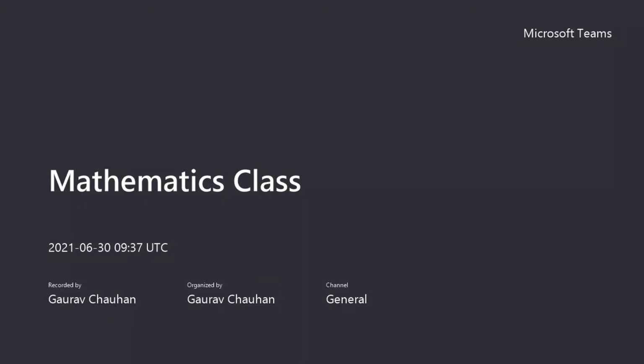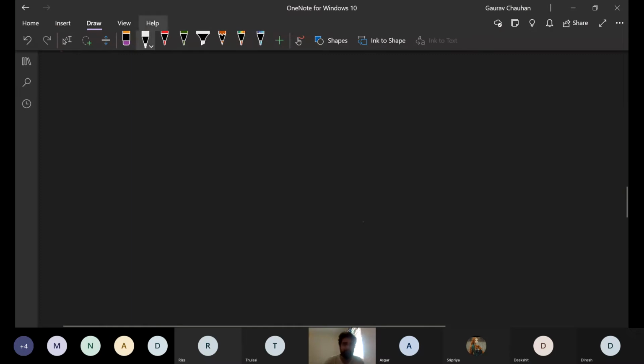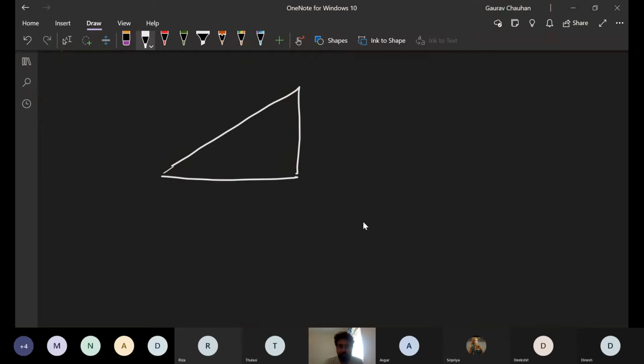A glimpse over how we gave new names to the different sides of a right triangle with respect to another angle. Let's call this triangle NSD, and let's call the angle NDS theta.